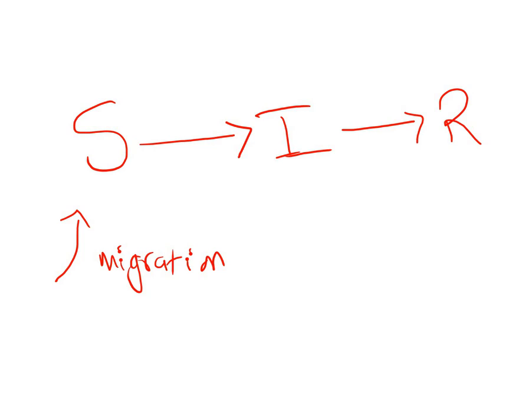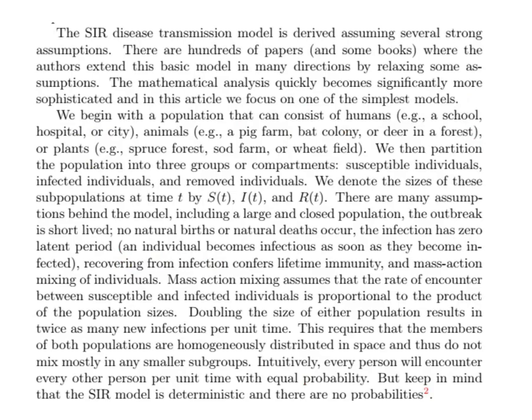We assume that people are not being born. What are the underlying assumptions of a basic SIR model? Those are the ones we want to discuss, according to the paper by Howard that we are looking at. The disease transmission itself is derived assuming several very strong assumptions.